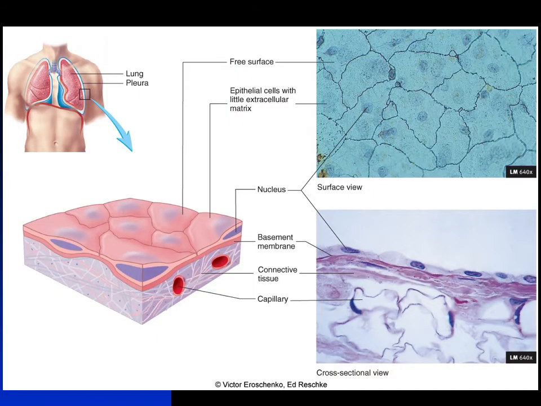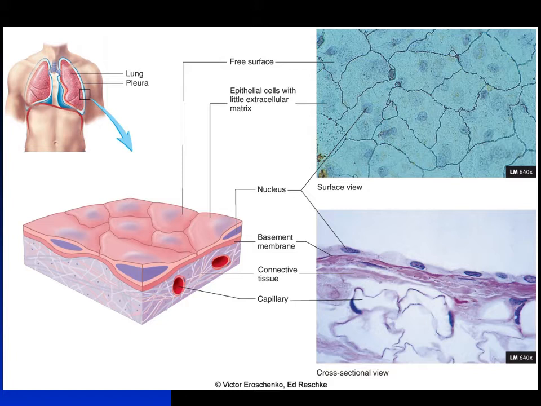Here's a picture of epithelial tissues. On the left there is a cartoon drawing of an epithelial tissue that has a single layer of flat cells, like you would find on the surface of the lungs. It protects underlying tissue. There's a basement membrane kind of holding it down to connective tissue, and on the top there's nothing.